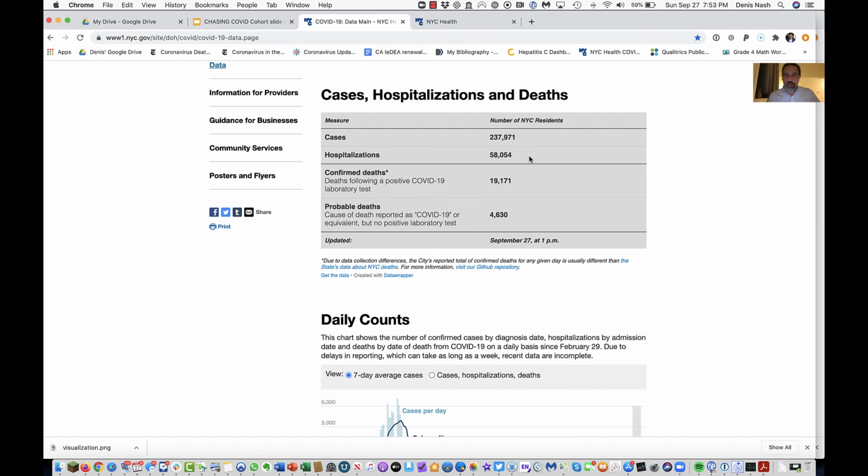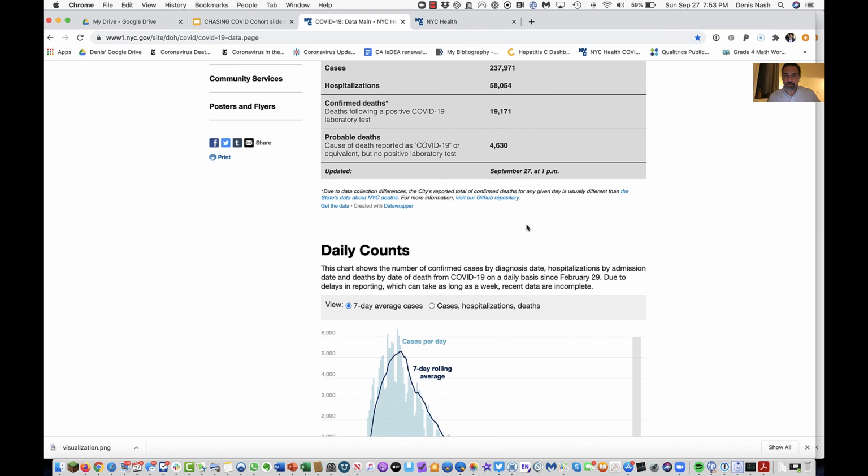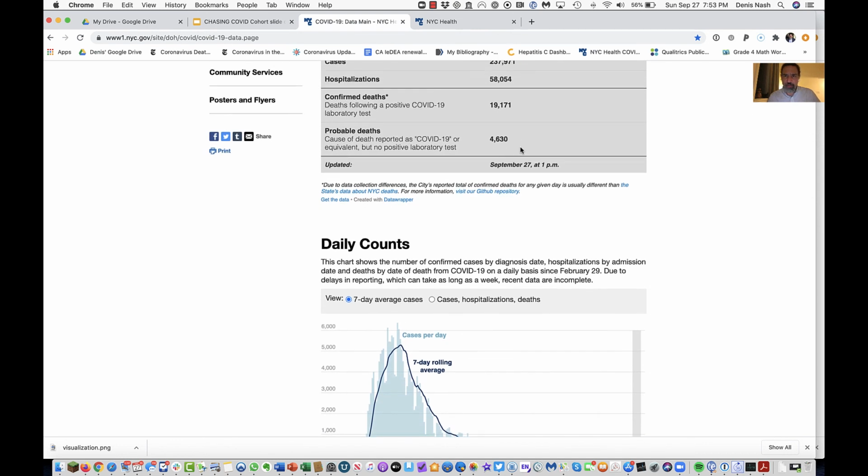238,000 cases reported, 58,000 hospitalizations. And then they broke down the deaths into those that were confirmed, that included a laboratory positive test, and then those that were probable deaths, people that died with symptoms of COVID-19, but there was no laboratory test in time to sort of back up the diagnosis. But if you add these two together, we're upwards of 24,000 deaths that have occurred in New York City to date.